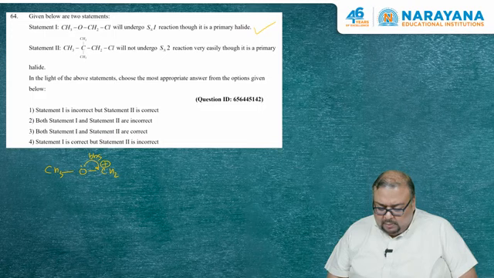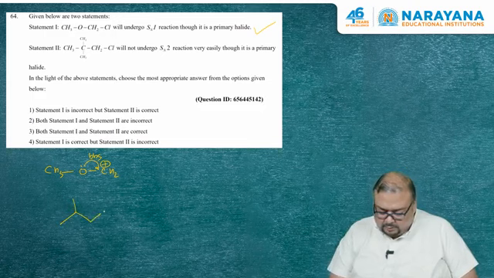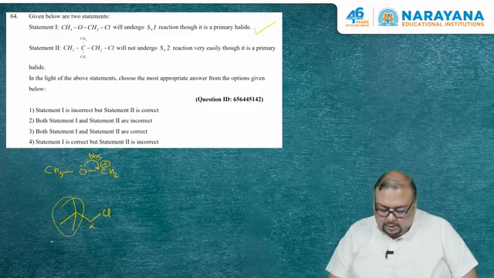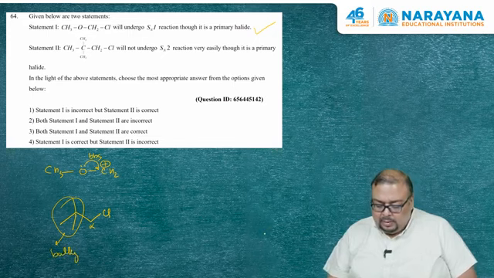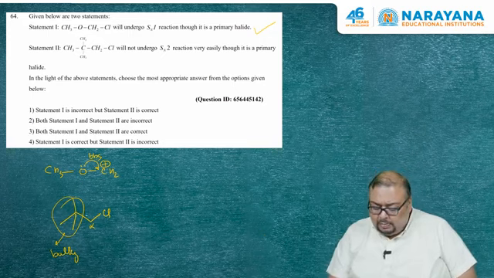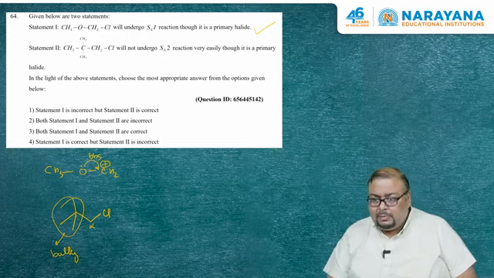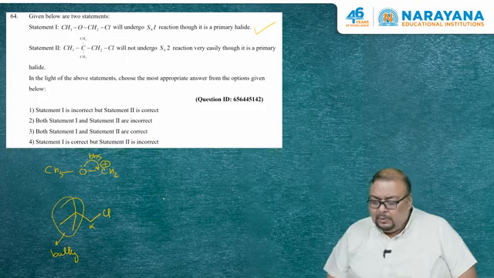Okay, statement 2. This is neopentyl chloride. So it is something like this. Now, this is the alpha carbon which contains a bulky group. So backside attack through SN2 will be very difficult. So although it's a primary halide, due to the bulky group at the alpha carbon, the backside attack through SN2 mechanism will be sterically hindered. So in this case, the given reactant will not undergo SN2 reaction easily. Statement 2 is also correct.